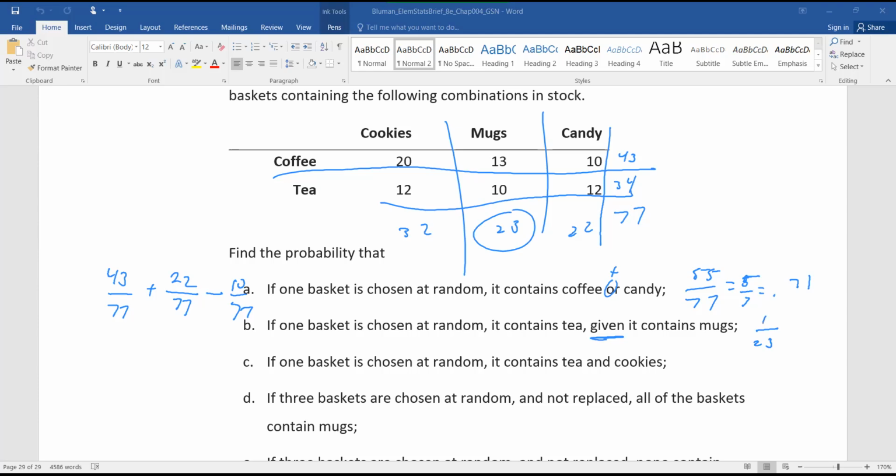10. So you have a 10 out of 23 chance of getting a gift basket with tea, given that it has a mug in it. All right, just for the sake of time, it's 0.43, or 43%.